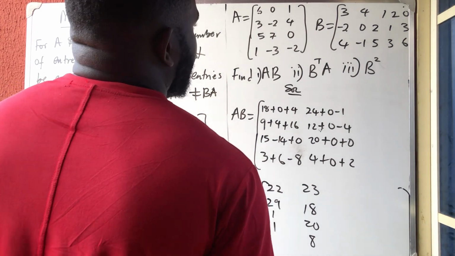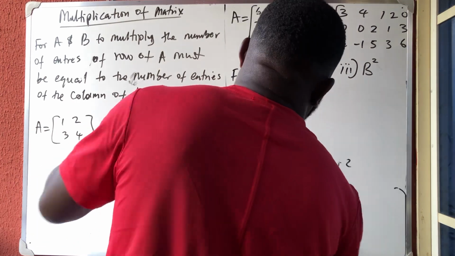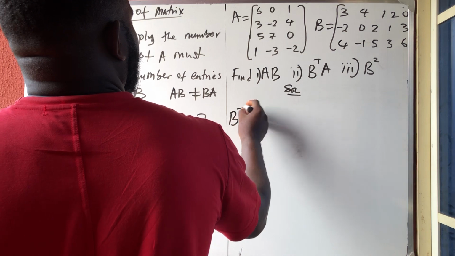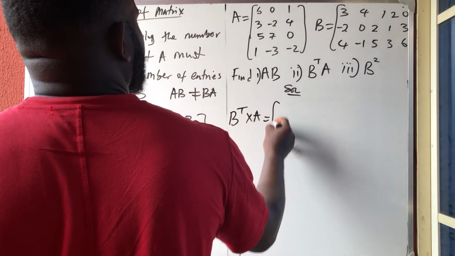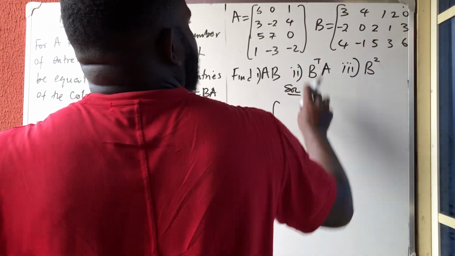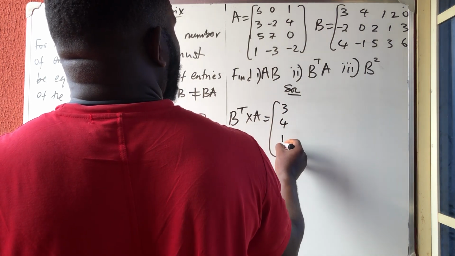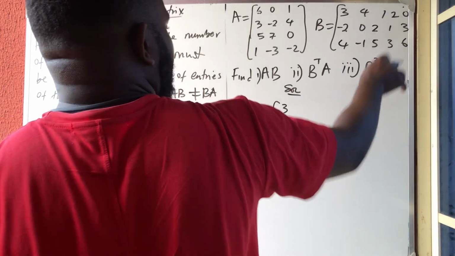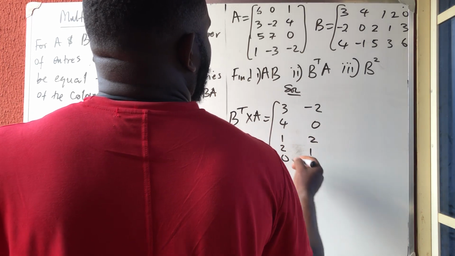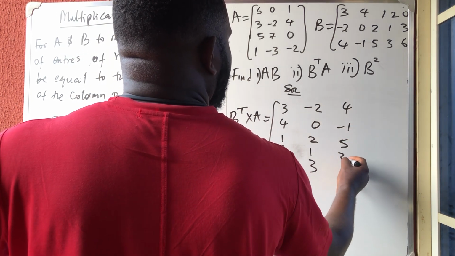So that is that. Now the next one said B transpose times A. Now B transpose times A is what? The transpose means carry this one, stand it. Carry the other one, stand it. So if I carry the row now, I'll stand it to be 3, 4, 1, 2, 0. Carry the other one, stand it: minus 2, 0, 2, 1, and 3. Carry the last one, stand it: 4, minus 1, 5, 3, and 6.